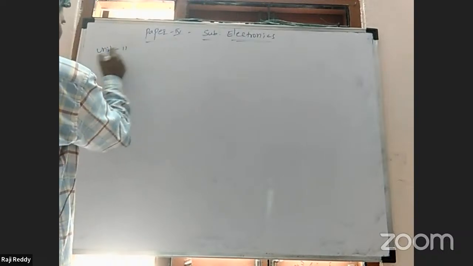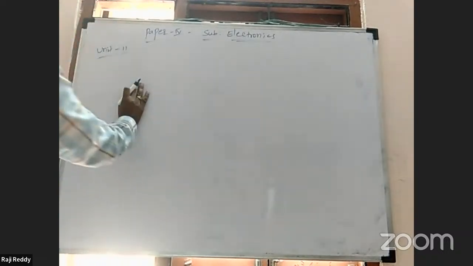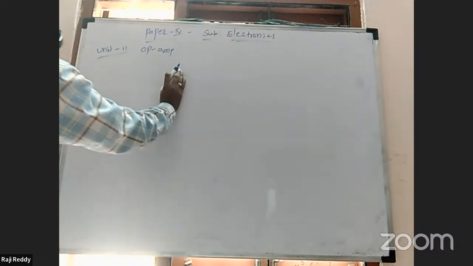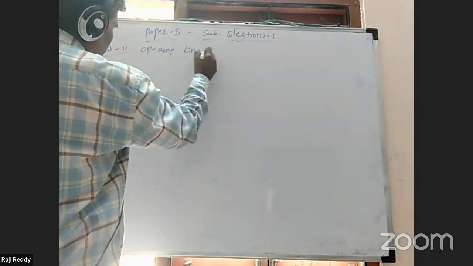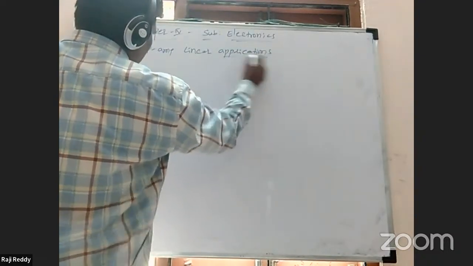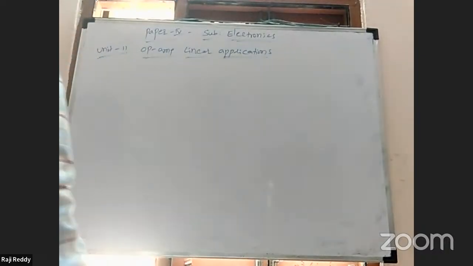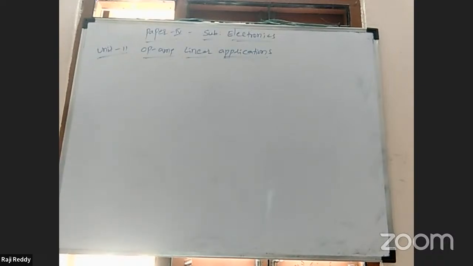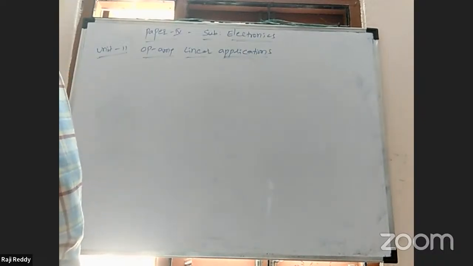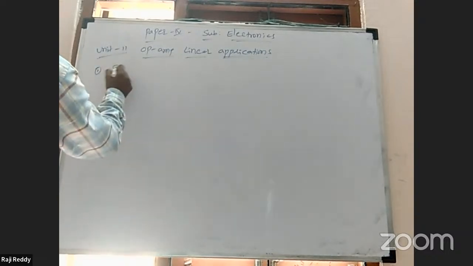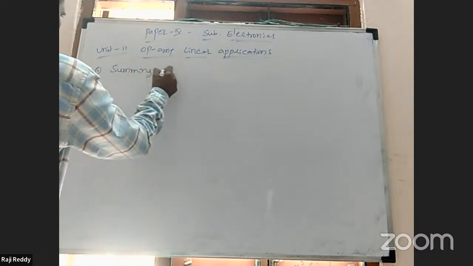Next, unit 11: operational amplifier, simply op-amp, linear applications. With the help of these operational amplifiers, we can do summation, subtraction, integration, and differentiation. First, with the help of an operational amplifier, I'm going to do summing, nothing but addition. The first one is the summing amplifier.